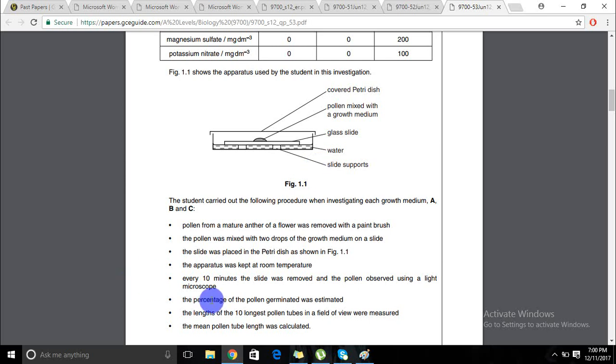And then the length of the 10 longest pollen tubes in a field were measured. So in a particular randomly chosen field, you observe a lot of tubes, and the ones which you think are the longest, you measure them up, and then you take the mean. And for the measurement you have graticules and a micrometer slide. Okay, this is basics.